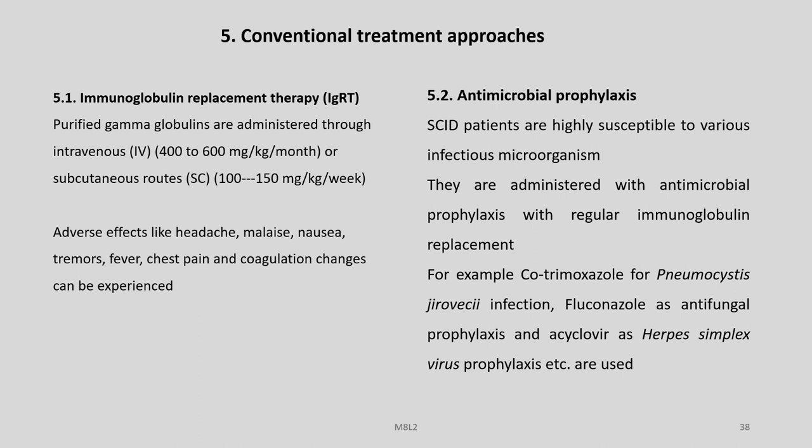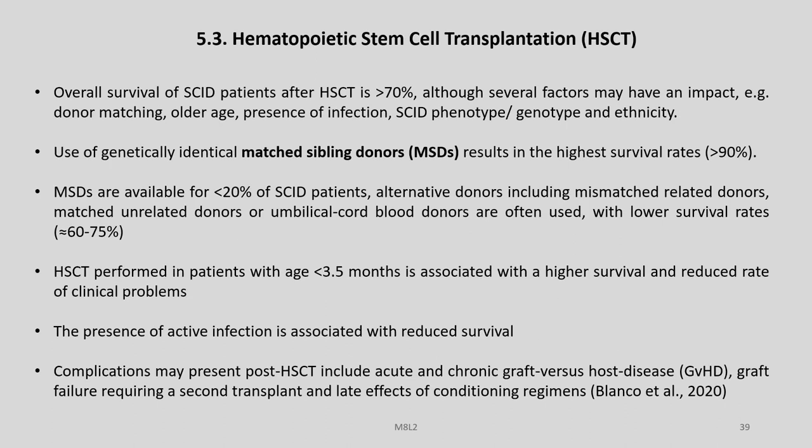SCID patients are highly susceptible to various infectious microorganisms. They are administered antimicrobial prophylaxis with regular immunoglobulin replacement. For example, cotrimoxazole for pneumocystis infection, fluconazole as antifungal prophylaxis, and acyclovir as herpes simplex virus prophylaxis are used. Another treatment approach is hematopoietic stem cell transplantation, HSCT.